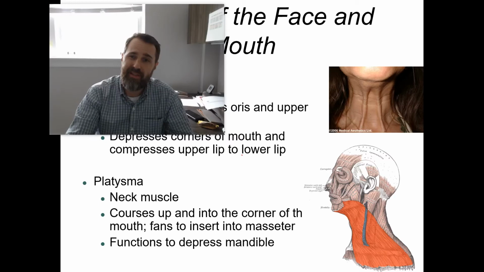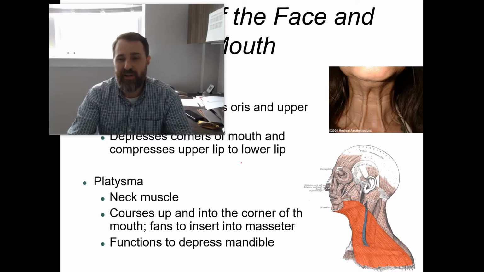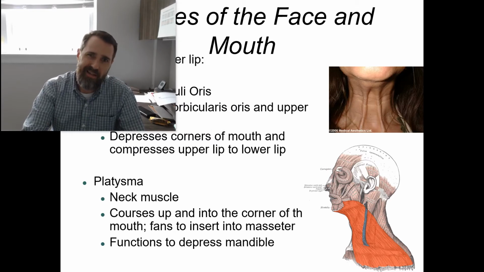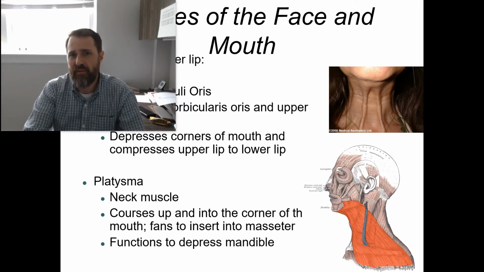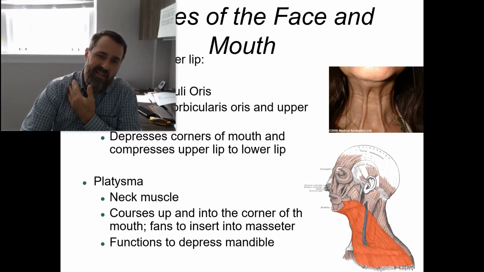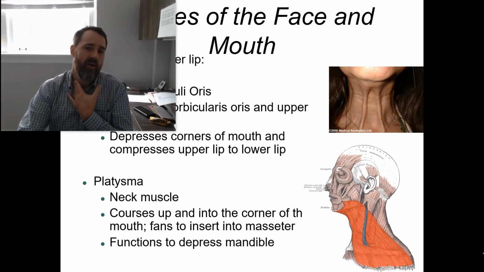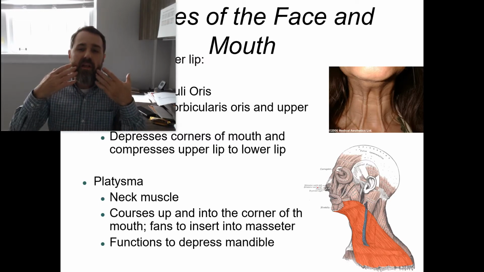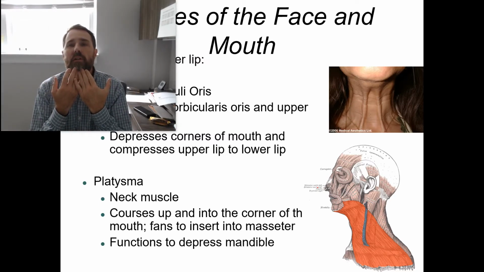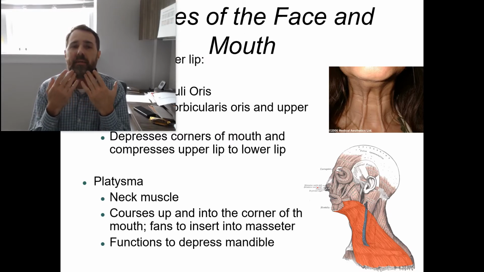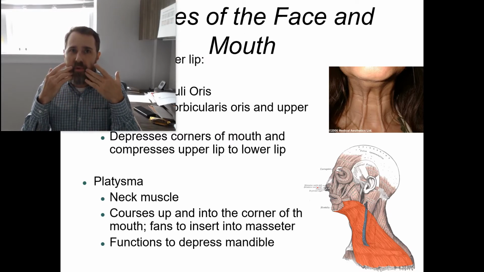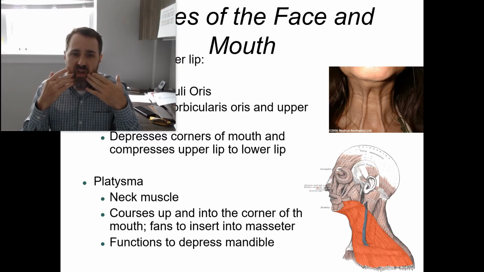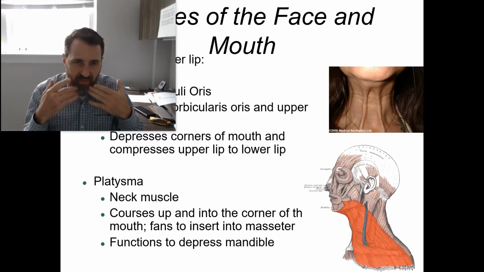The next muscle, the last muscle of the face we're going to cover, is the platysma. We talk about it in the context of a muscle of the face, but it's more of a muscle of the neck. You can see in this image right here that it originates down on your thorax and then courses up to insert into the soft tissues around your mandible, up around into the soft tissues surrounding the corners of the mouth.